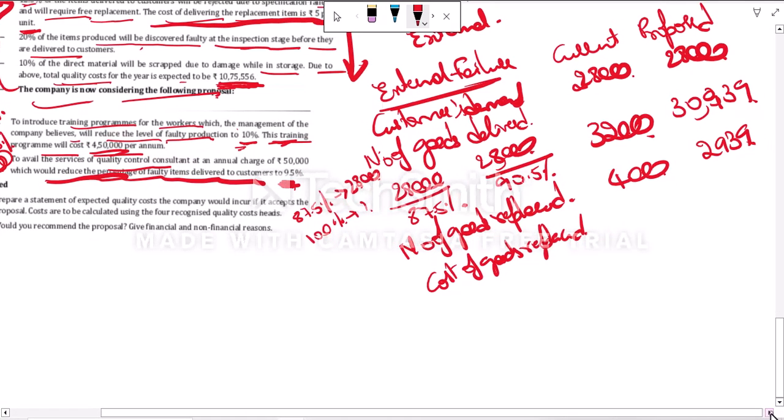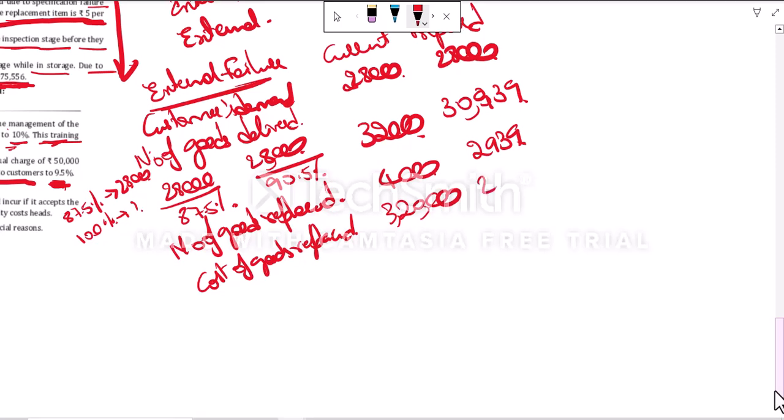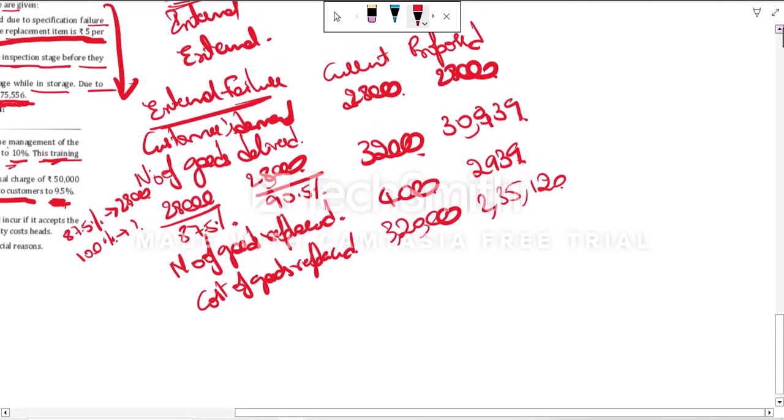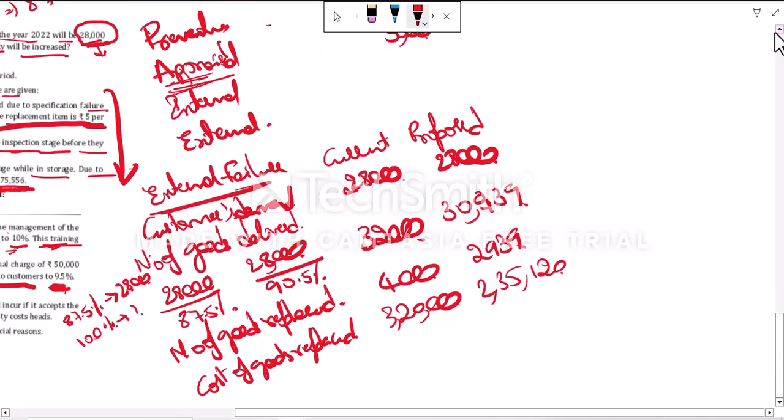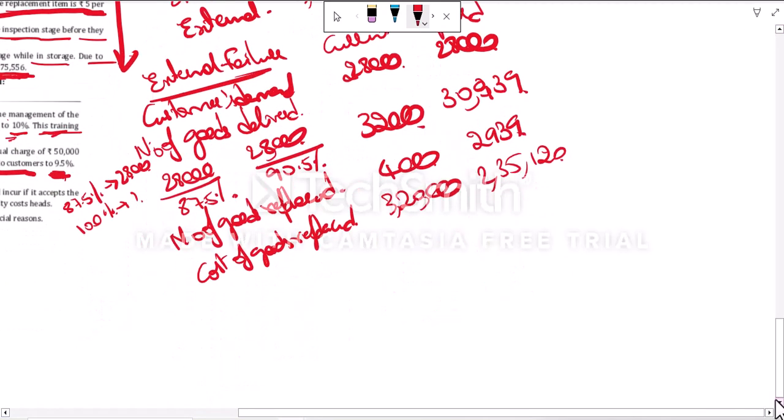We have incurred the external failure cost. So 4,000 into 80 rupees, 3,20,000. Next 2,939 into 80 rupees, 2,35,120. So finally we have arrived at the external failure cost. So 3,20,000, 2,35,120. Next we need to find the internal failure cost.